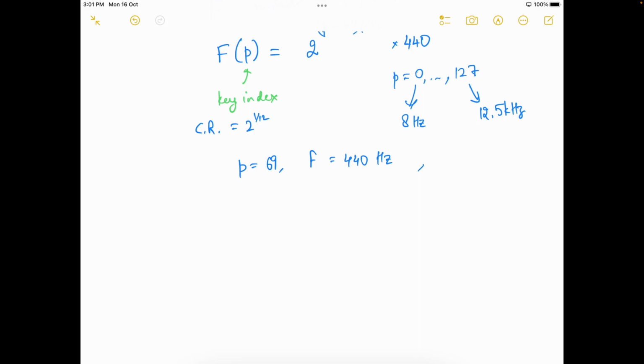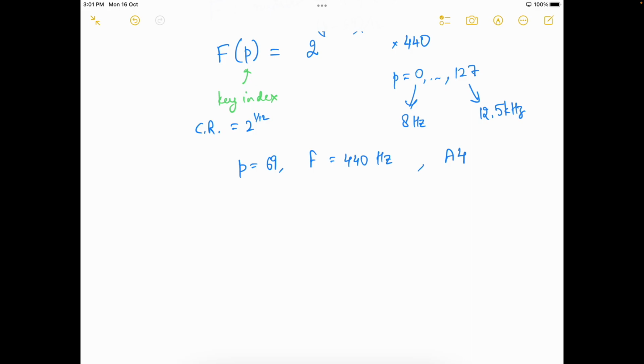So we call this A4. This key number is A4. What does it mean? It means it's the 4th octave, the A key of the 4th octave. That corresponds to P equal to 69, and for this the frequency is 440 hertz, right? This is the convention, a totally conventional thing. But once you fix it, everything else is fixed.